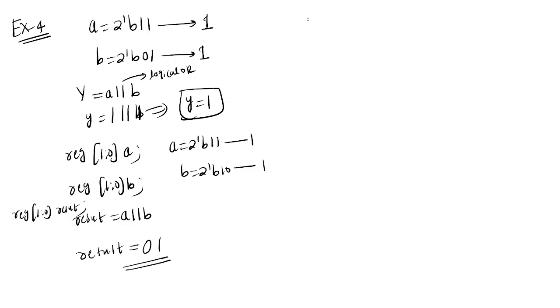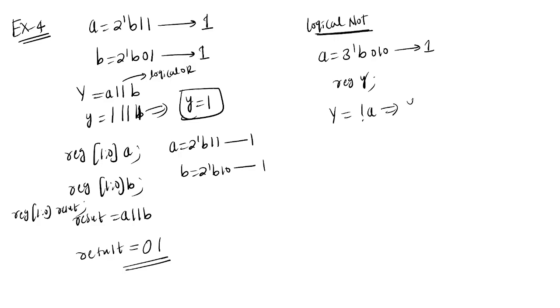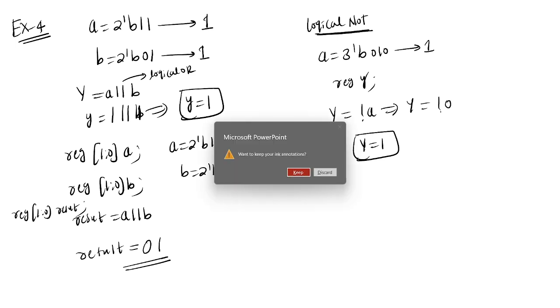Next is logical NOT. Logical NOT means suppose A equal to, let us take 3'b010. This will take as 1. And reg Y, I am initializing reg Y, and Y equal to NOT of A. NOT of A means Y equal to NOT of 0, so you are getting 1. So this is about the logical operator. Hope you understand this logical operator.